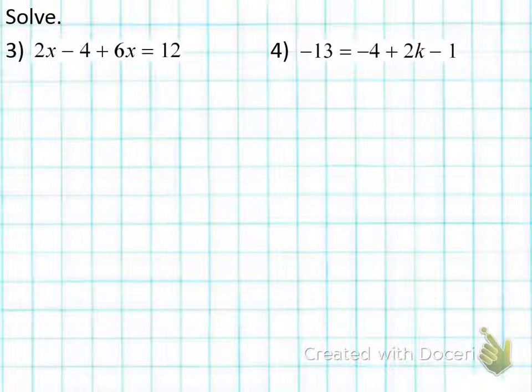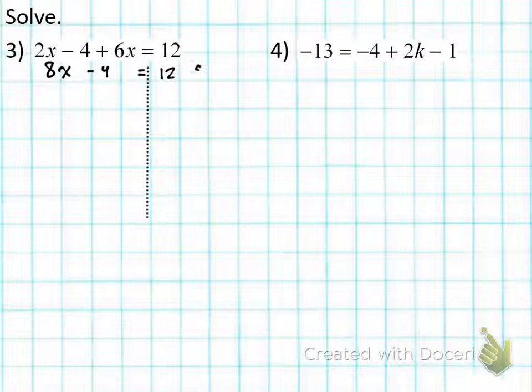Okay, what would you do first on number 3? Someone, what would you do first? What's that? Combine like terms. Okay, so what's 2x and 6x equal to? Good. What property is that when you combine like terms? Substitution. Good. Substitution property.